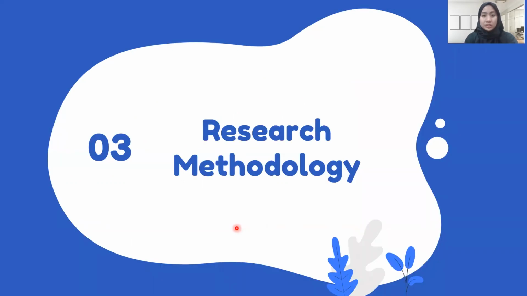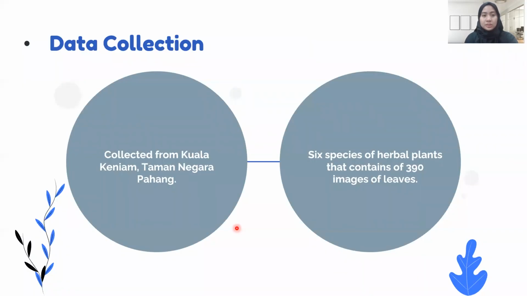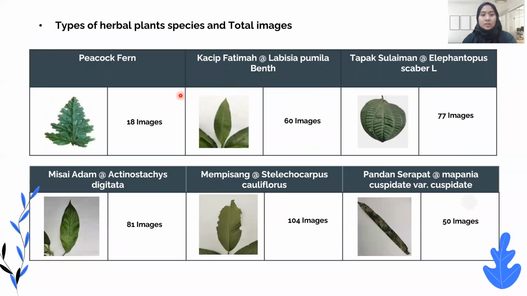Okay, we move forward to the research methodology. So first step is data collection. The data were collected from Kuala Keniam, Taman Negara Pahang. There are 6 species of herbal plants that contain 390 images of leaf. Okay, so these are the species of herbal plants. We have Peacock Fern, Kacip Fatimah, Tapak Sulaiman, Misai Kucing, Mempisa, and also Pandan Rapat. Besides the images is the total number of images that we have collected from Taman Negara.